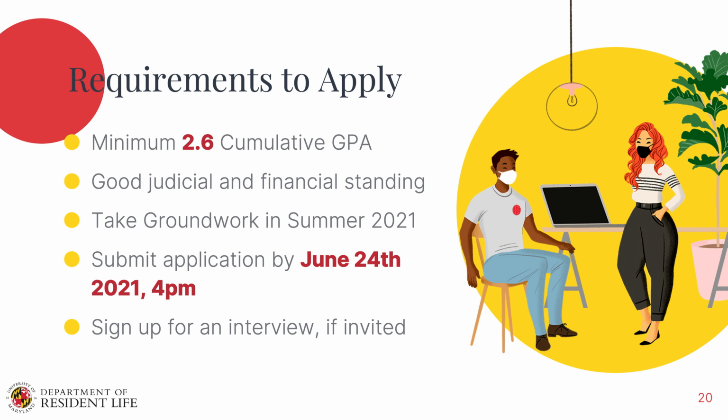By nature of your position as an RA, you will be a role model to all of your residents, and it's therefore important that you remain in good judicial standing as a campus leader. As previously mentioned, you'll need to take the pre-service training known as groundwork. We'll provide you with additional details about that if you make it through the selection process. The application deadline is June 24th, 2021 by 4 p.m. We will not accept any late applications beyond this time.